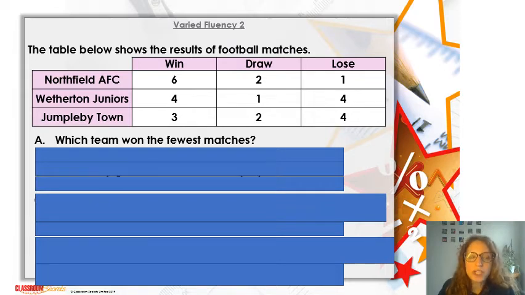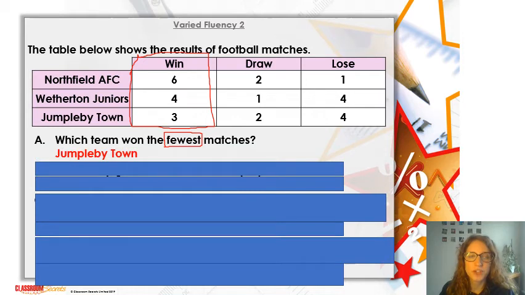Which team won the fewest matches? So if it says win, we don't need to look in the lose column, we don't need to look in the draw column. For this one, we are going to be looking in the win column. All right, and it says which won the fewest matches. So we need to look for the smallest number. Okay, so it was Jumbleby Town, which only won 3.